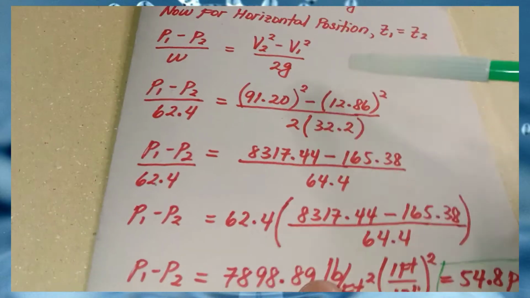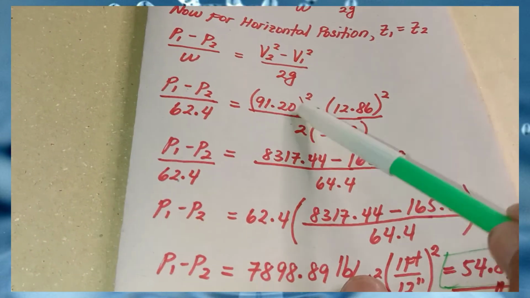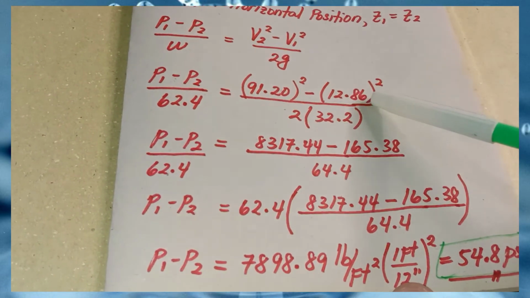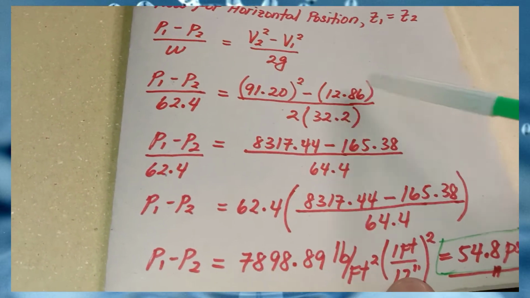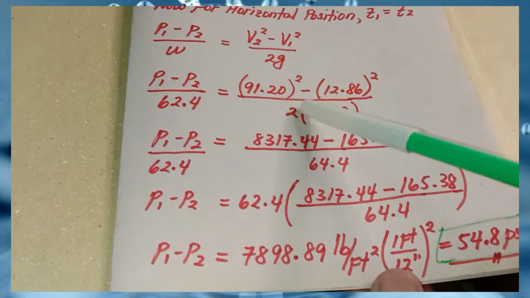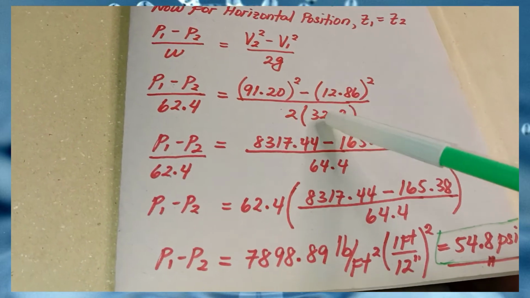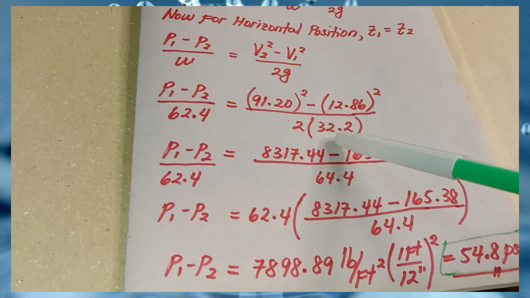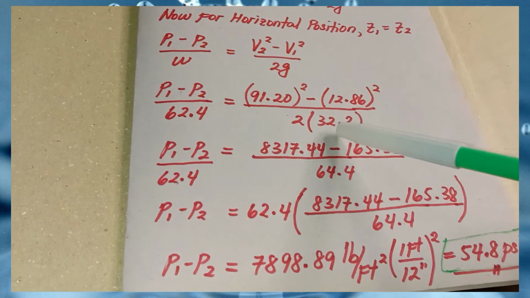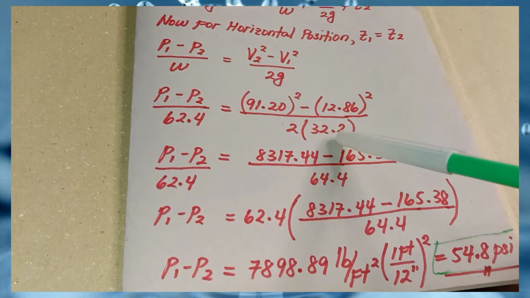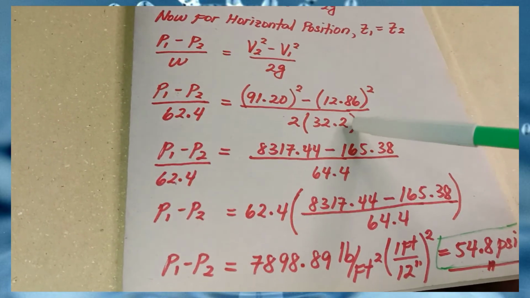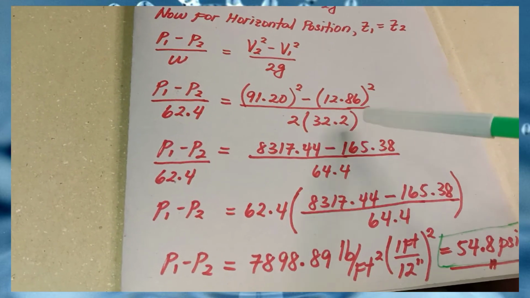So by simply substituting here, 91.2 squared minus the initial velocity, 12.86 feet per second squared, over the gravitational acceleration. This is 2 times g. G means gravitational acceleration of the liquid. By the way, our standard gravitational acceleration is 32.2. The unit of 32.2 is feet per second squared.